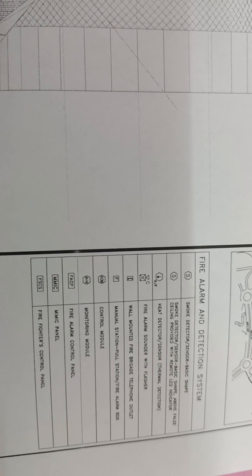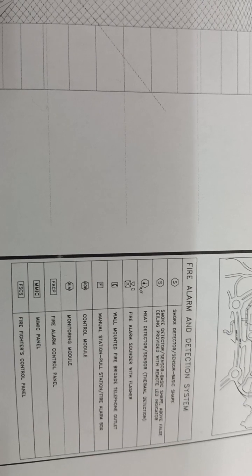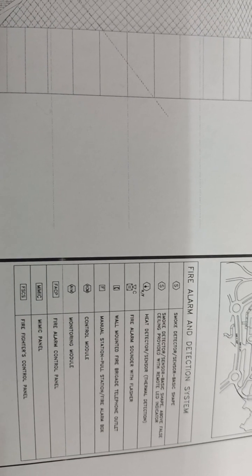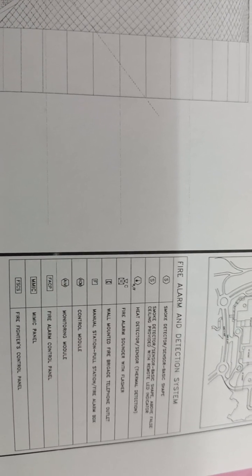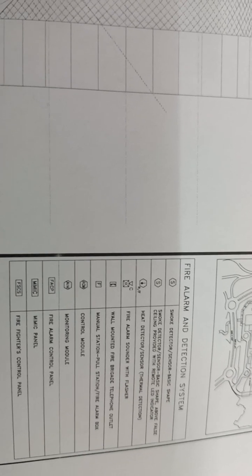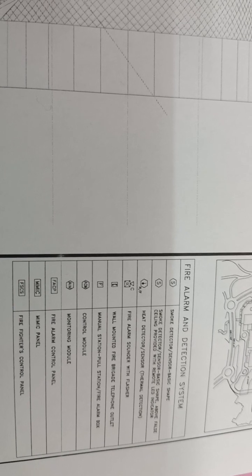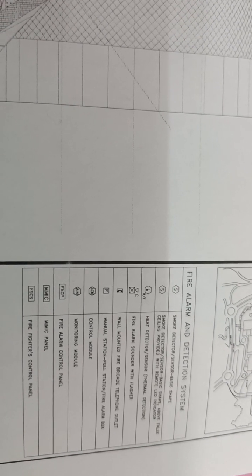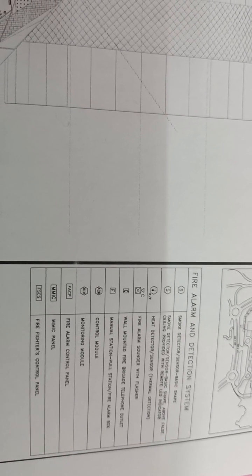Generally we use a heat detector in the pantry or heating area, because if we install a normal detector in a pantry or kitchen area, then with a little increase in temperature it will immediately give a signal to the fire alarm control panel, and the fire alarm comes. To avoid this, we install heat detectors in the pantry or kitchen area, or where the temperature is a little higher. And the fourth one is the fire alarm sounder with flasher.